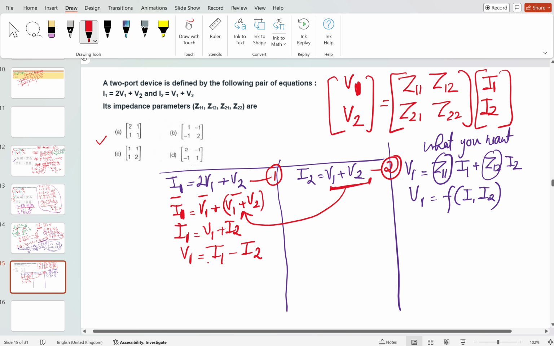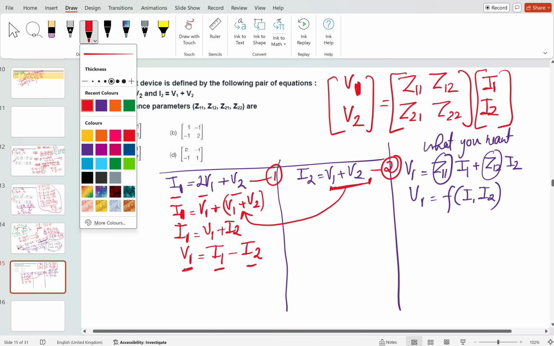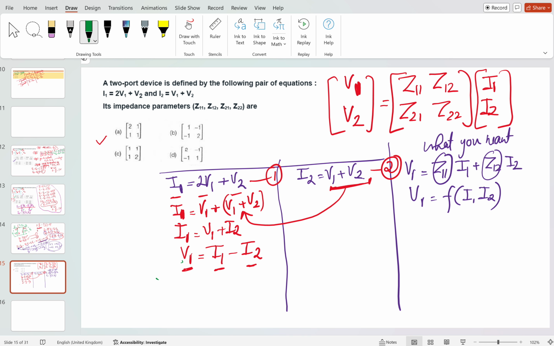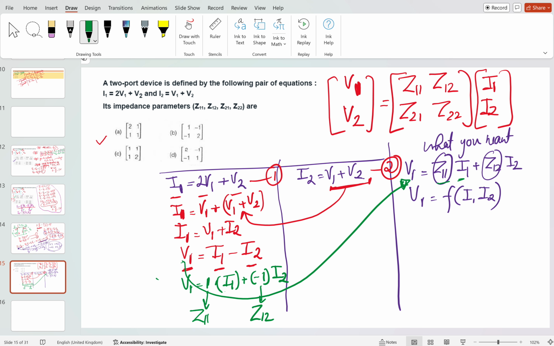Getting my point? So the V1 you have got in terms of I1 and I2, which is what is needed basically. If you see here the V1 equation, this V1 is Z11 times I1 plus Z12 times I2. What is here? V1 is equal to 1 times I1 plus minus 1 times I2. It means this 1 is equal to Z11 by comparison, and this will be equal to Z12. Getting my point? So this is the equation that you have got for V1 in terms of I1 and I2. Just you have to rearrange it.